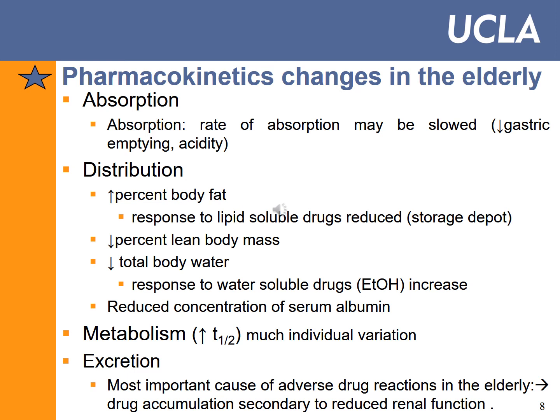Metabolism, there is also individual variation in their metabolism, and also interaction with those CYP enzymes. And then excretion, which is the most important cause of adverse reaction in the elderly, because their kidney function is reduced and most of the drugs are excreted through the kidney. You can have drug accumulation secondary to reduced renal function. If those drugs are not eliminated from their system, the drug remains longer in the system, and you have drug accumulation and increased risk of adverse reaction.